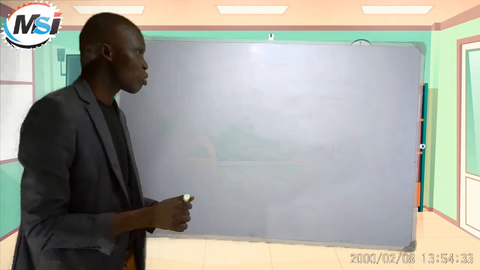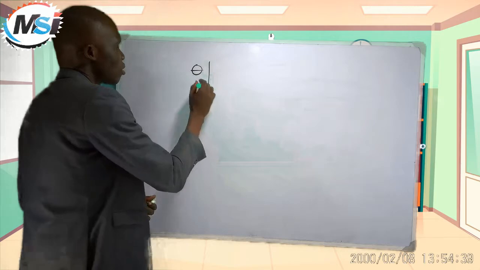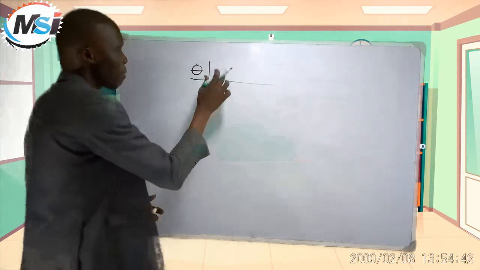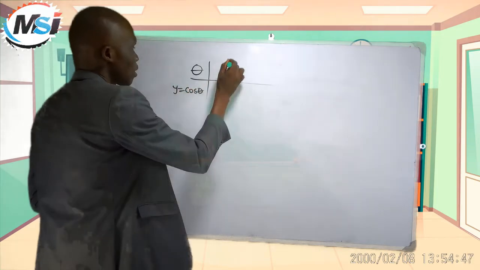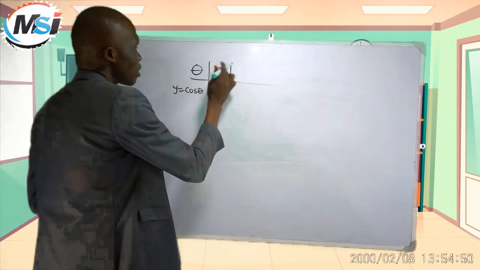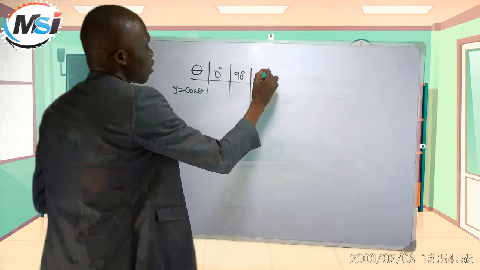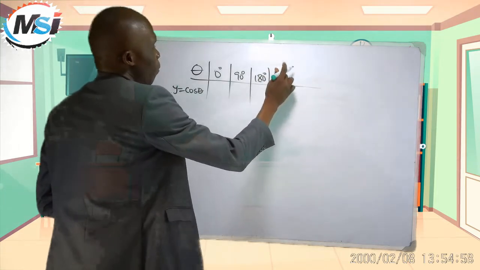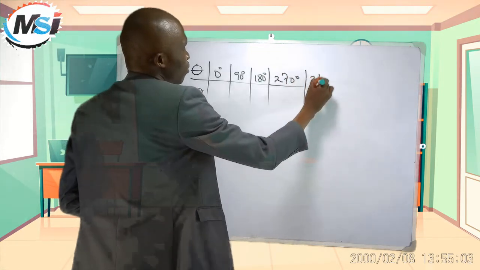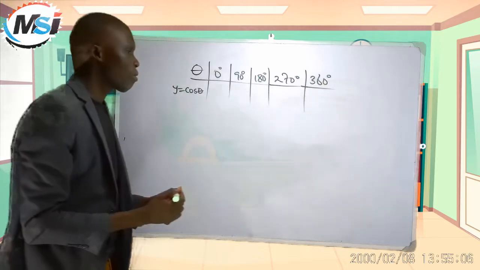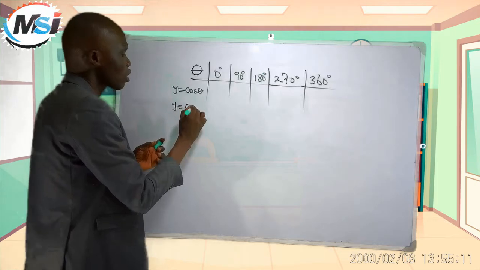Now what are we going to do here? From this question we can just replicate what we did the other time. Then this will give us y equals cos theta. So we start from 0 to 90, from 90 to 180, from 180 to 270, then to 360 degrees.